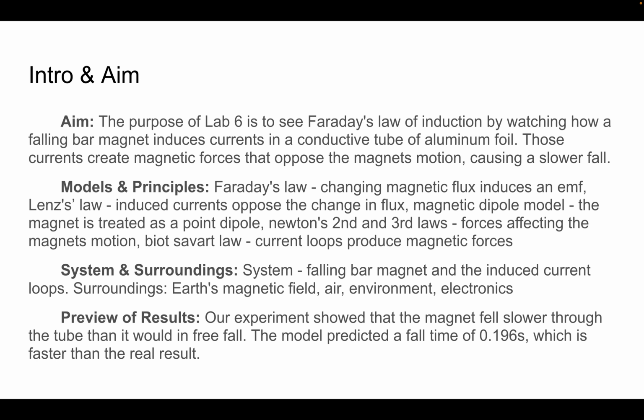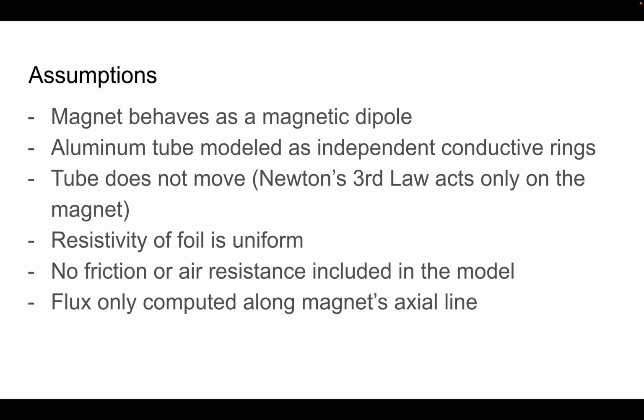Some models and principles were Faraday's law, Lenz's law, the magnetic dipole model, Newton's second and third laws, and the Biot-Savart law. The system was the falling bar magnet, and the induced current. The surroundings were the Earth's magnetic field, air, environment, and electronics. Our experiment showed that the magnet fell slower through the tube than it would in free fall. The model predicted a fall time of 1.196 seconds, which is faster than the real result.